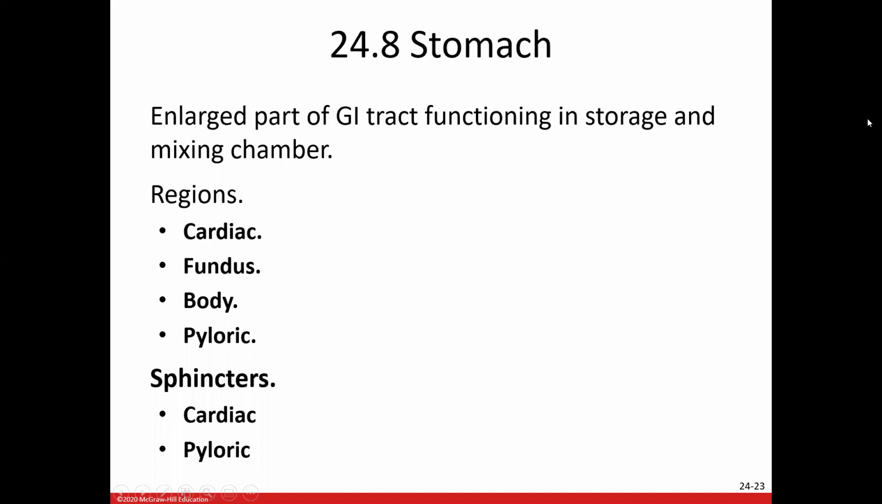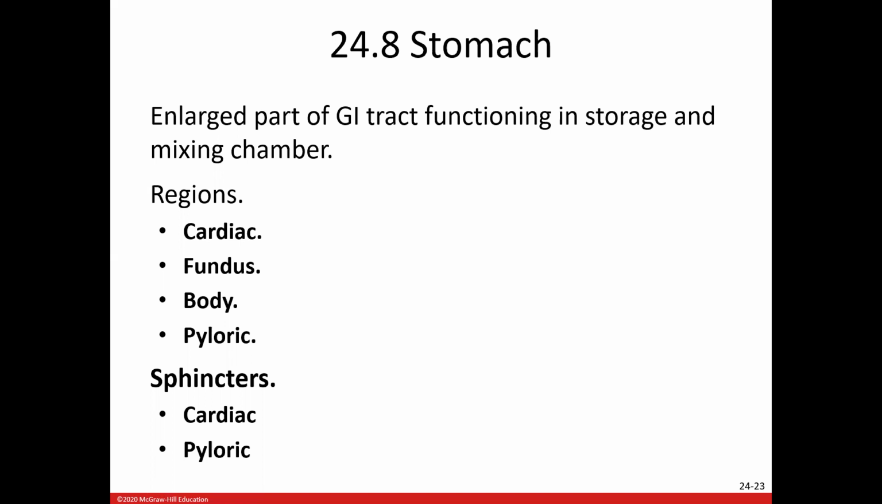Okay, so we finished up last time by talking about the oral cavity and pharynx and esophagus and the process of swallowing. So now we're moving on to the next portion of the GI tract, and that is the stomach. This is a very large chamber in the GI tract whose main function is to begin to break down materials as well as to mix them together.